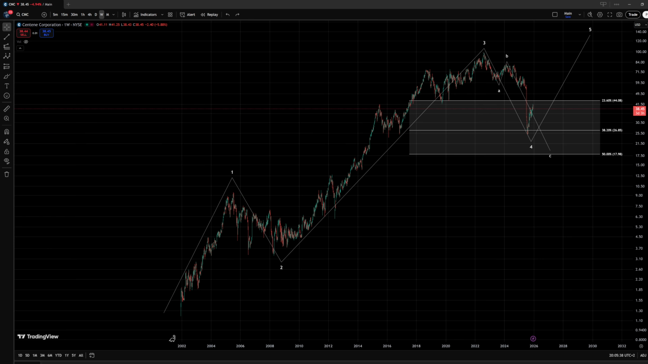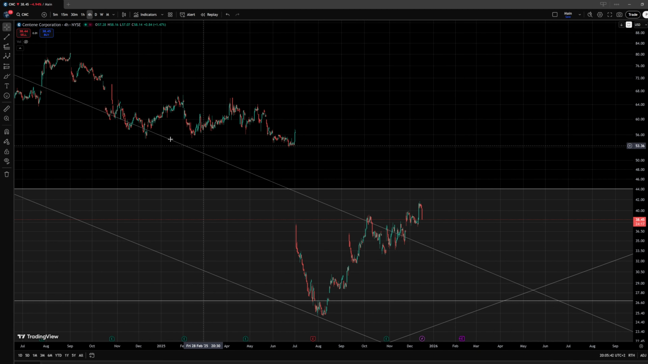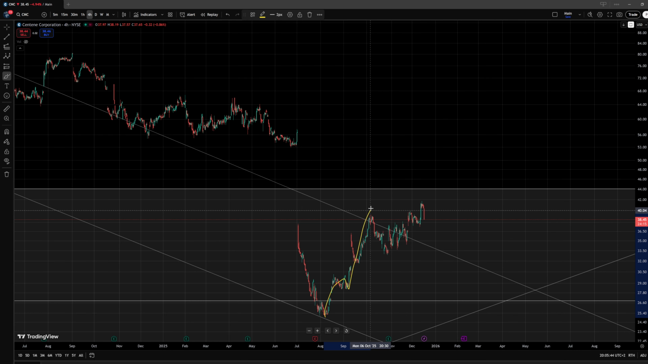In this video we are looking at Centene. It is time for another update and I am excited to tell you that we have our initial potential 5-wave move to the upside that we can be tracking for a 1-2 setup within a much larger area of support.